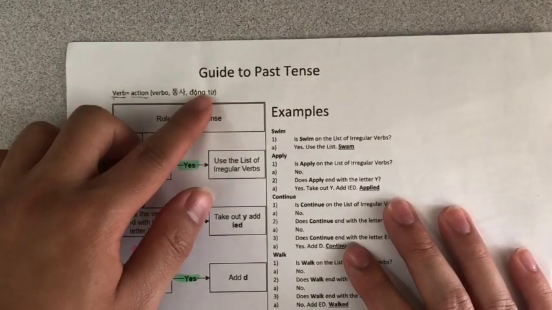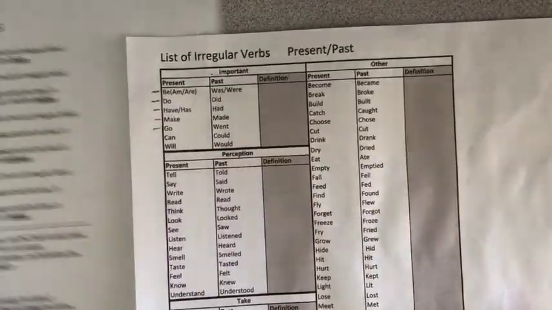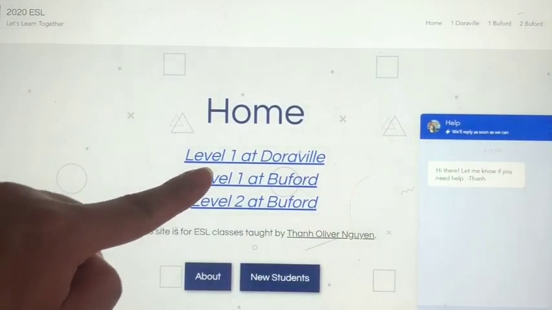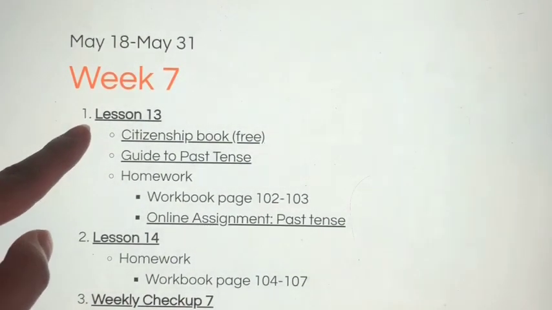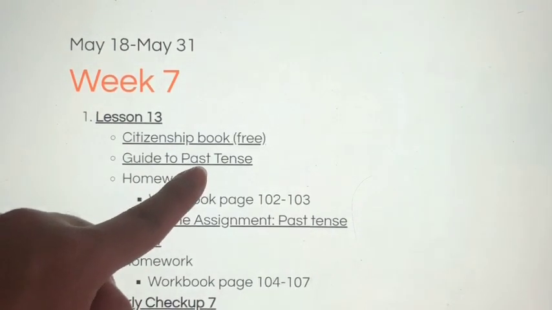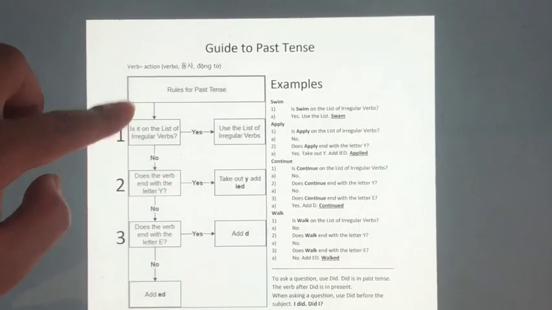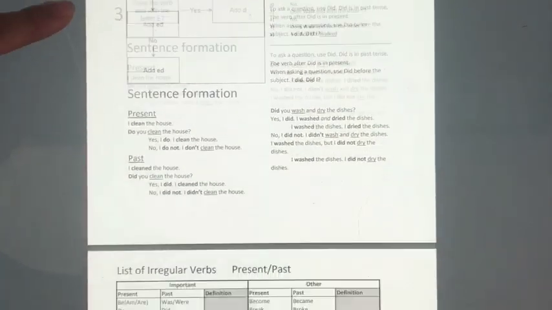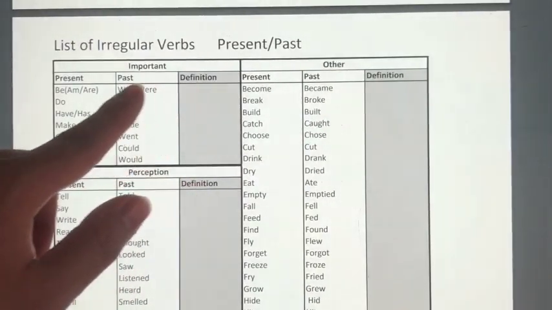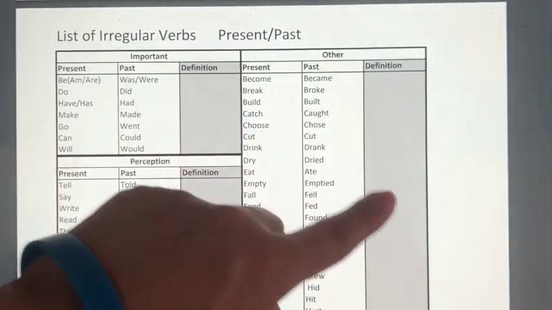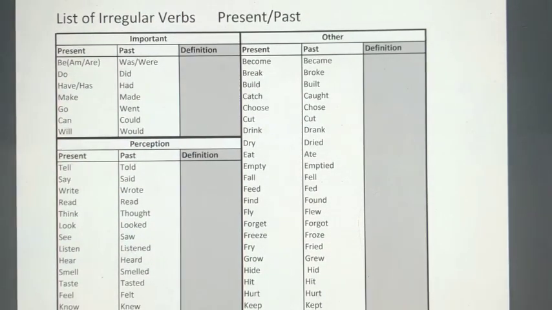So today we're working with the guide to past tense. If you need this paper and this paper, they are on my website. So what you do is you go to your class, go to week 7, lesson 13, guide to past tense. And here it is. There are 2 pages. This is the first page, the guide to past tense. And then the second page is the list of irregular verbs. So today we're going to learn a lot of these irregular verbs.